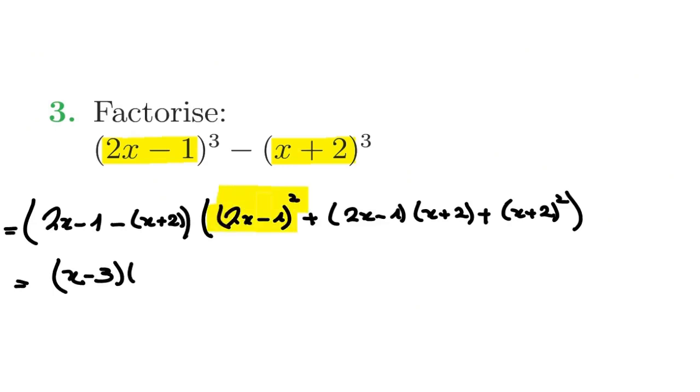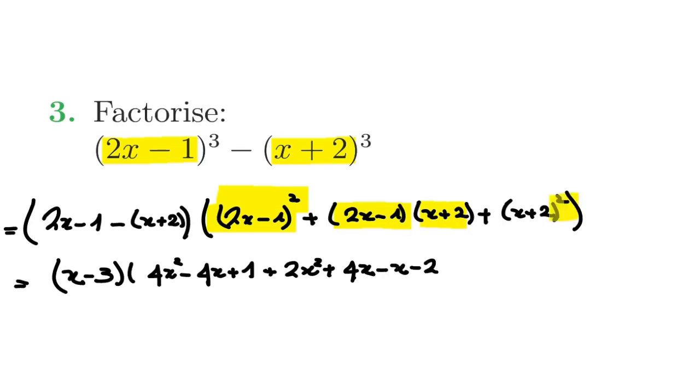We're expanding this. 4x squared minus 4x plus 1. We're distributing these. Let me write one of them properly. I multiplied 2x by x. That's 2x squared. I multiplied 2x by 2, that's 4x. I multiplied minus 1 by x, that's minus x. I multiplied minus 1 by 2, that's minus 2. Now I'm expanding this. X squared plus 4x plus 4.